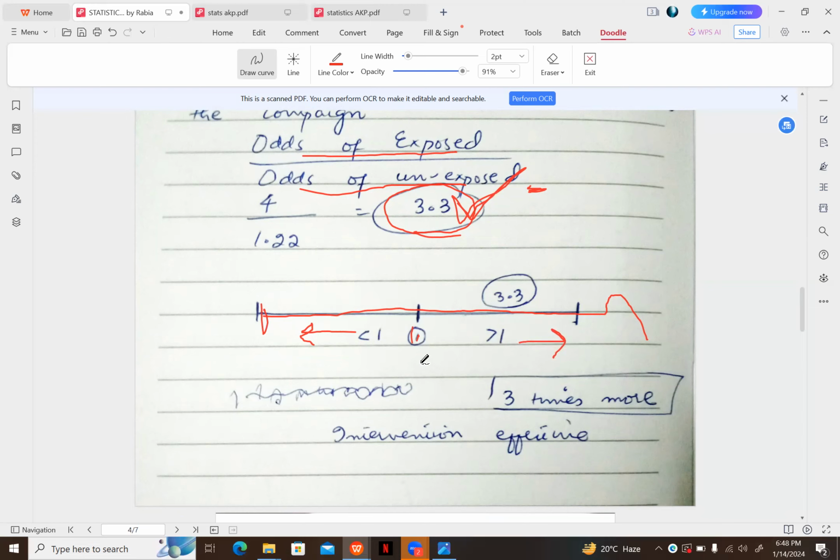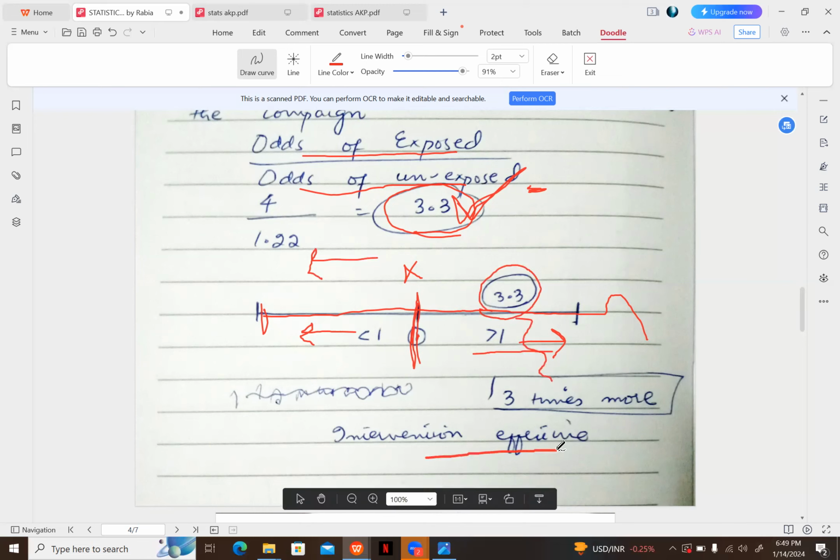Always remember, if the odds ratio is equal to 1, it means there is no association between encouragement and getting the flu shot. If it is towards the positive side, it means the encouragement has made 3.3 times more people vaccinated. And if it is on the negative side, it means it has a negative impact. It means you have educated the people for getting the flu shot, but the outcome is negative. So here it is towards the positive side, more than 1. 3.3 means 3 times more.